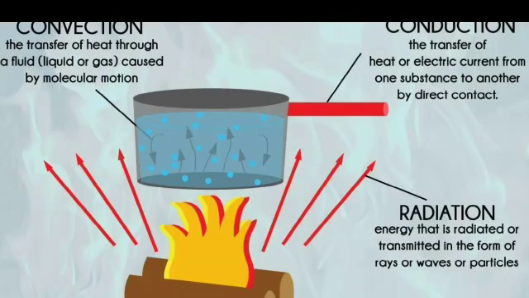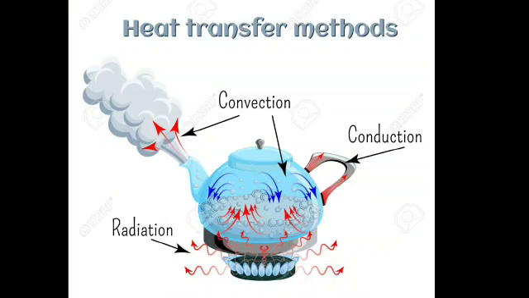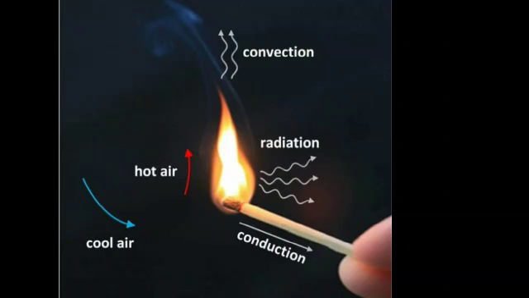So in this diagram, different forms of heat transfer are shown to you. Next, we move on to another diagram. Here it is shown with the help of rays that you can see radiation. Similarly, you can see convection. Here in the kettle, you can see red rays and blue rays. They are showing the different methods.